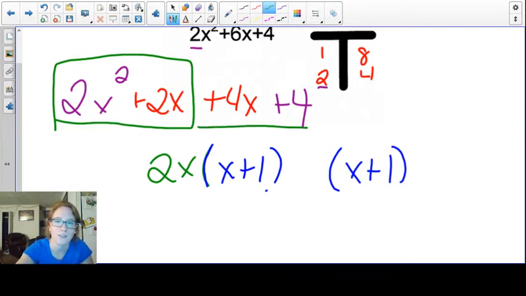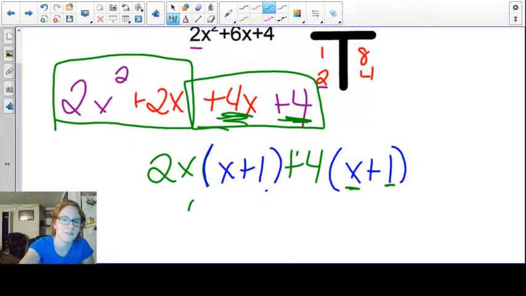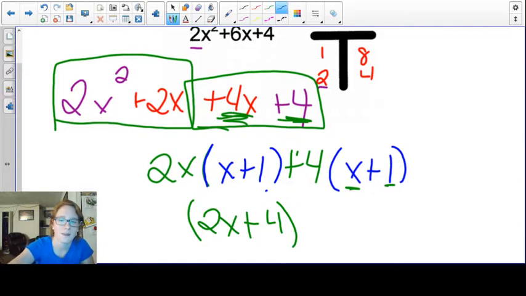Taking a look at the last 2 terms now. How did I get to x plus 1? Well, let's take a look. I started with 4x, and I ended with 1x. So 4 divided by what gives me 1? 4. Okay. Well, then let's take a look at this guy. Does 4 divided by 4 give me 1 again? Yeah. So I write plus 4 in the middle there. My answer is the stuff on the outside put together and 1 of the copied.